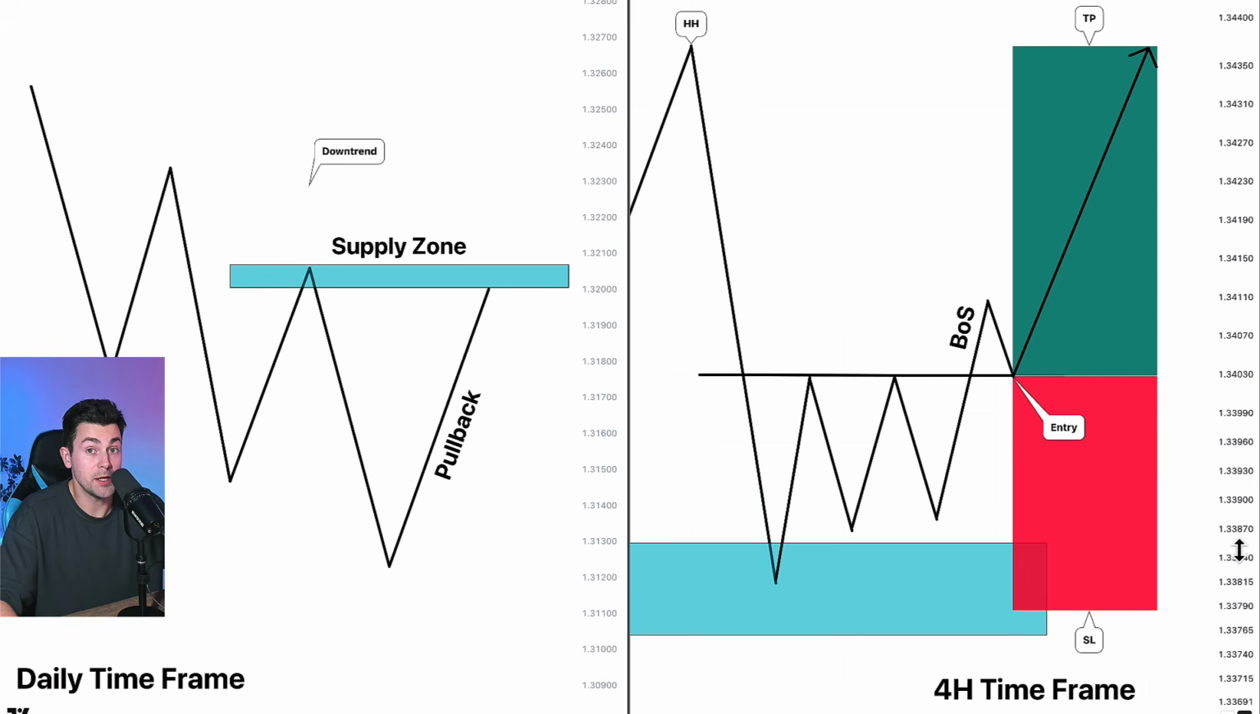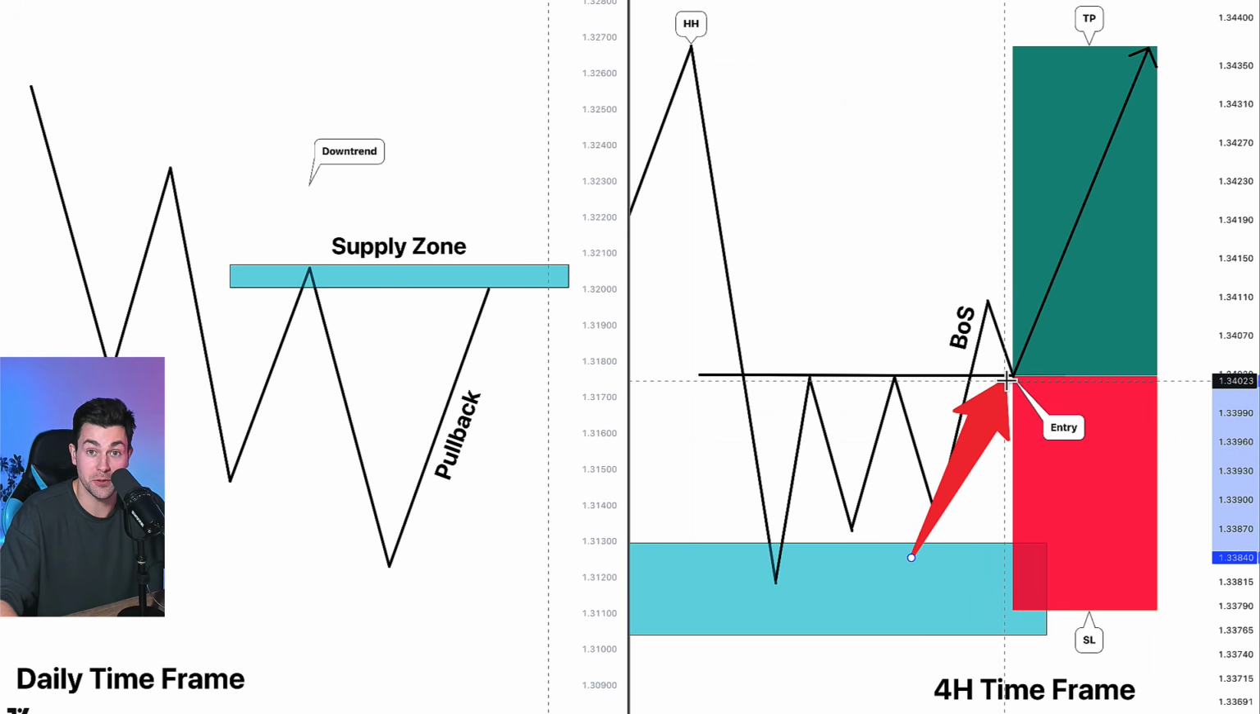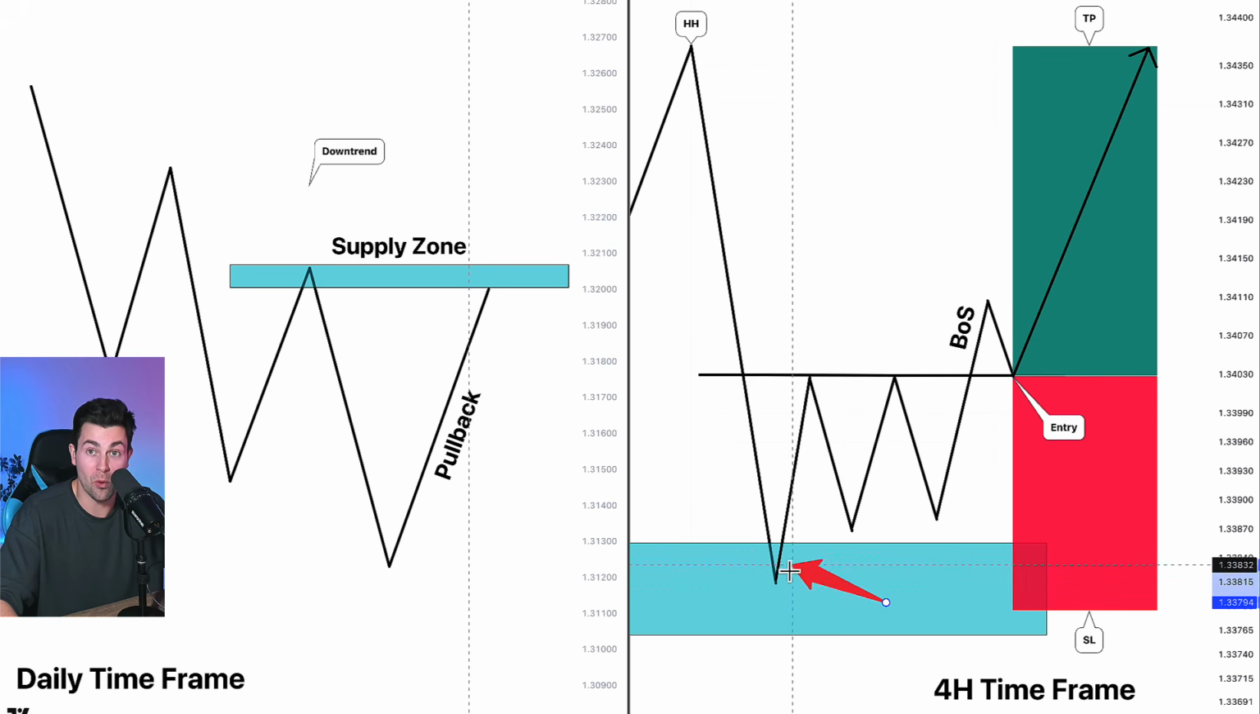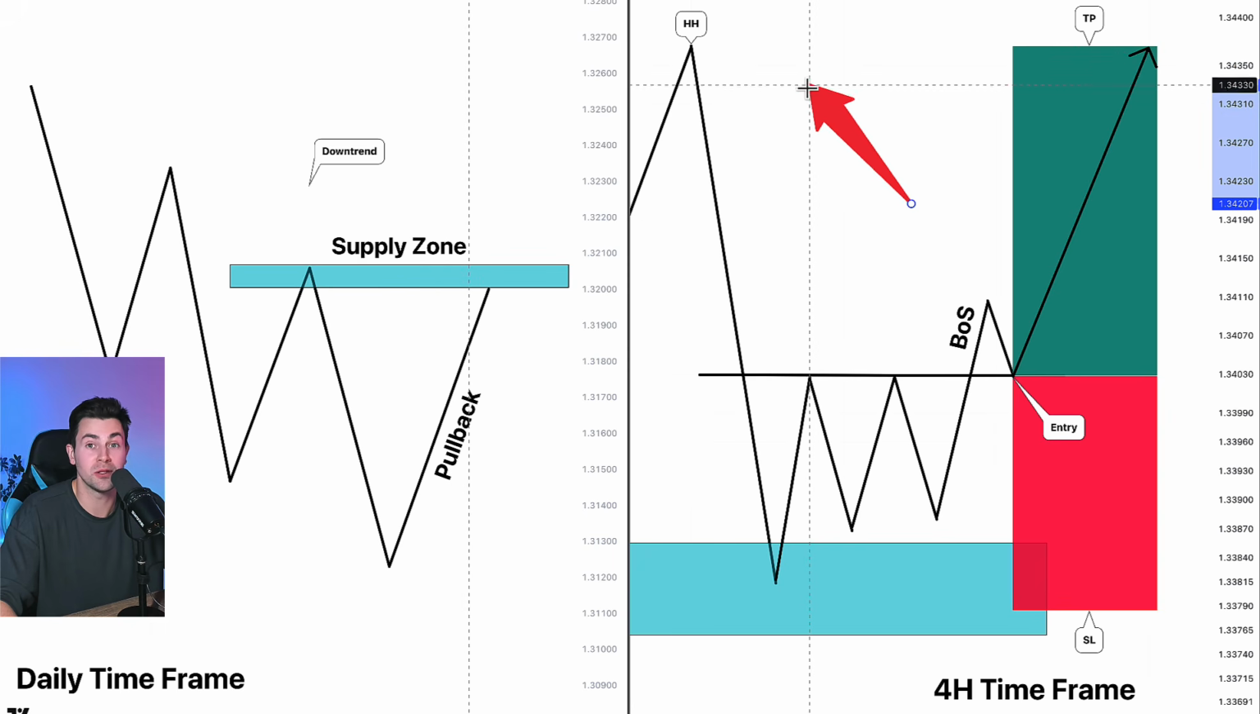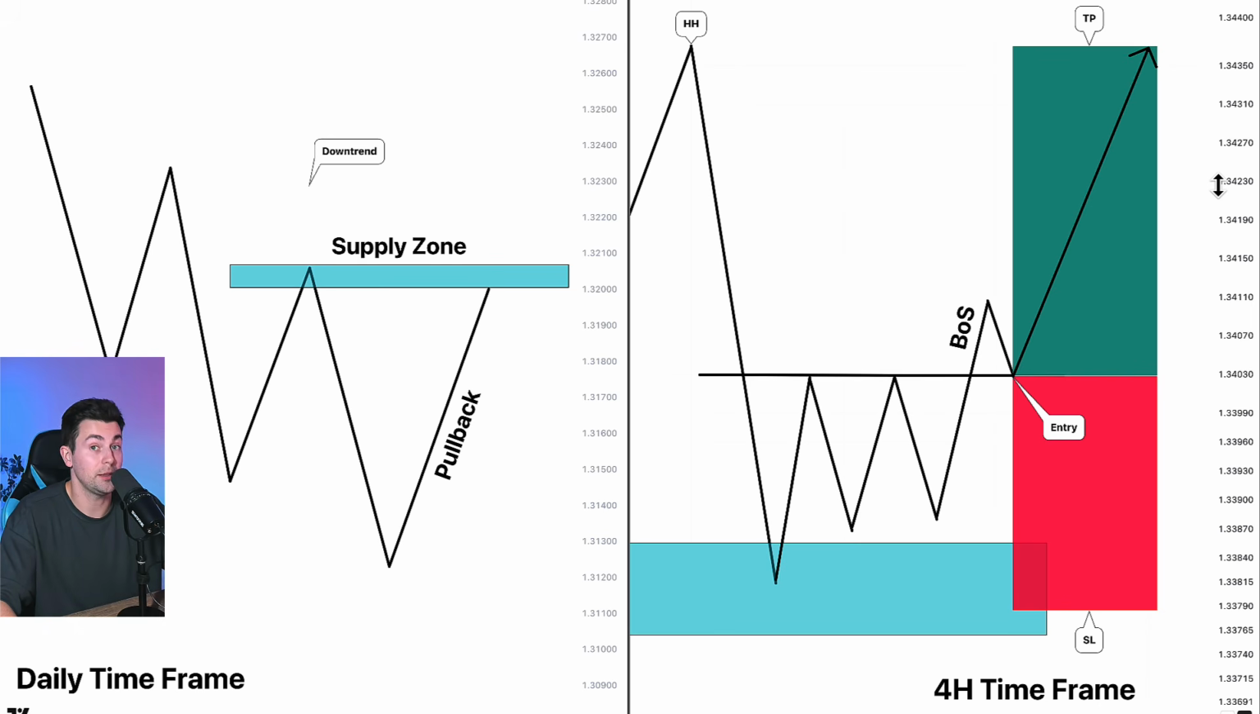Your best entry after a confirmed bullish break of structure on a 4-hour time frame will be a retest of that broken structure. Set your stop loss below the lows on a 4-hour time frame, and your take profit will be based on a current higher high on a daily. And in the example, I will explain how the take profit can be extended.